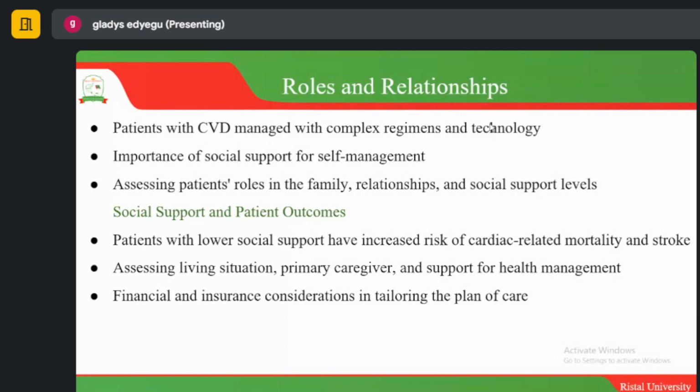Then financial and insurance considerations, tailoring the plan of care. When a patient does not have finance, most of these drugs need a lot of money. So when they don't have money, this is also another source of mortality, because the patient will not be able to acquire these drugs, cannot purchase them. And when there is no good adherence, it can predispose to complications, and the patient can easily die.